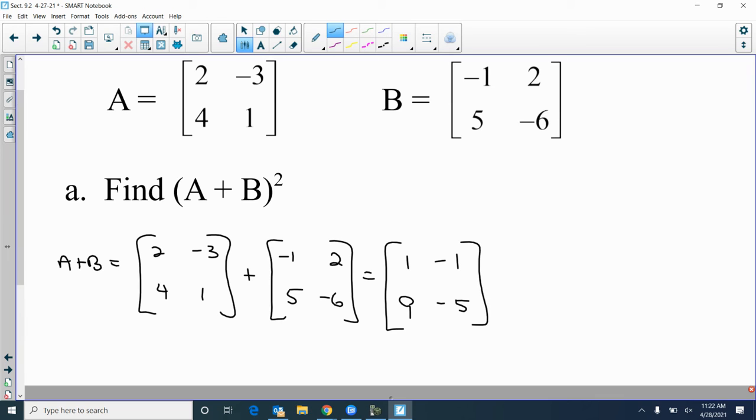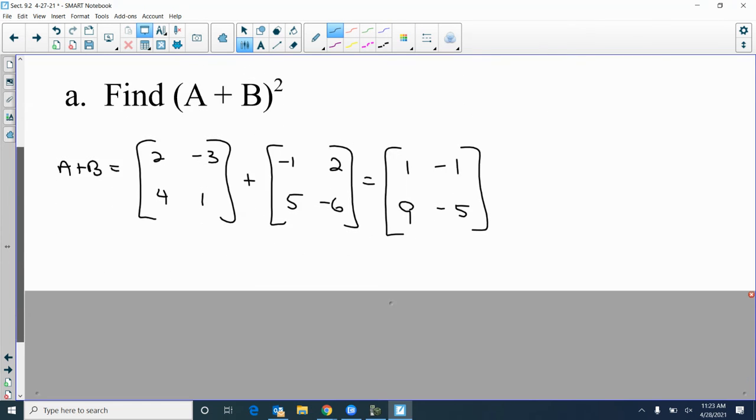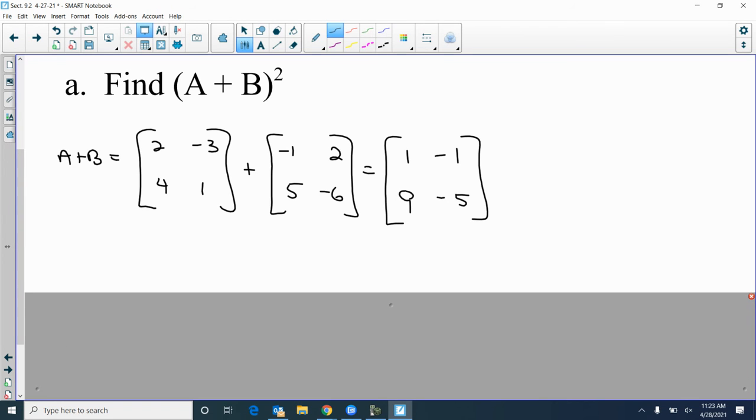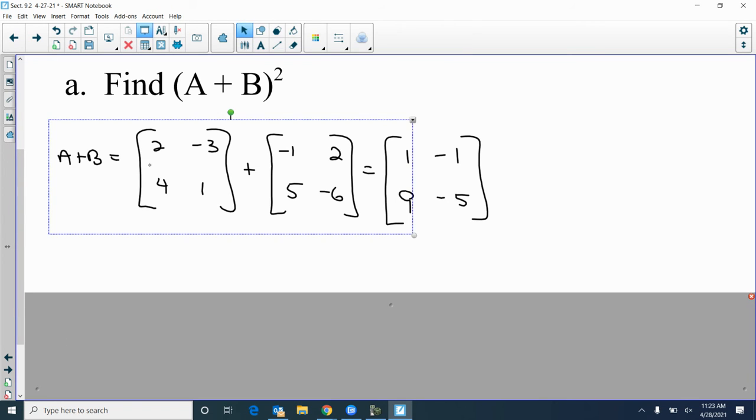Okay, for that. Right, to square that, you do not just square the individual pieces. Okay, that does not work. So you got to be careful there. And to square that, let me see if I can move this up a little bit.